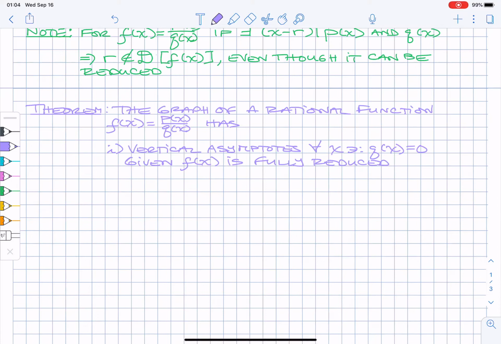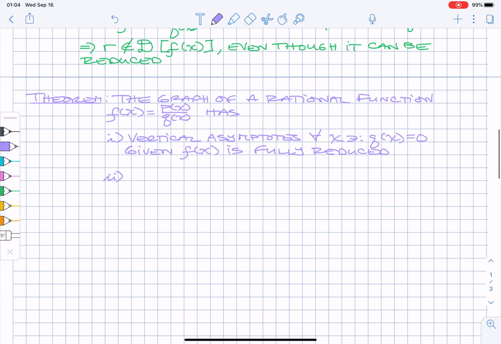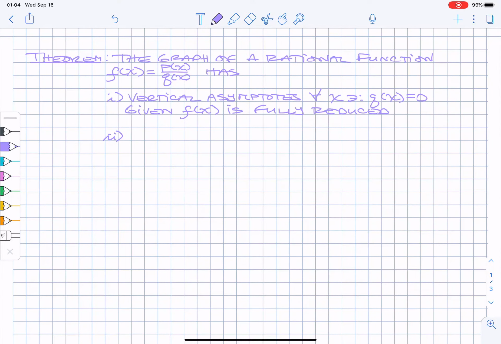Or number two, if f of x is not fully reduced, it has holes at the point r comma f of r for all factors of x minus r that divide both p of x and q of x. So if you can reduce a factor, there's a hole in the graph. And I will show this momentarily.